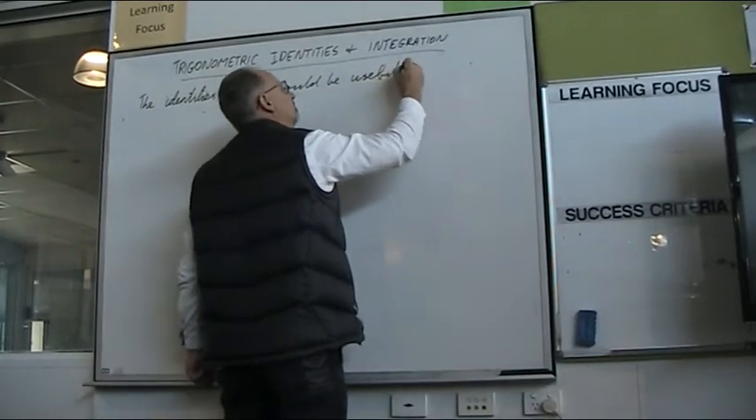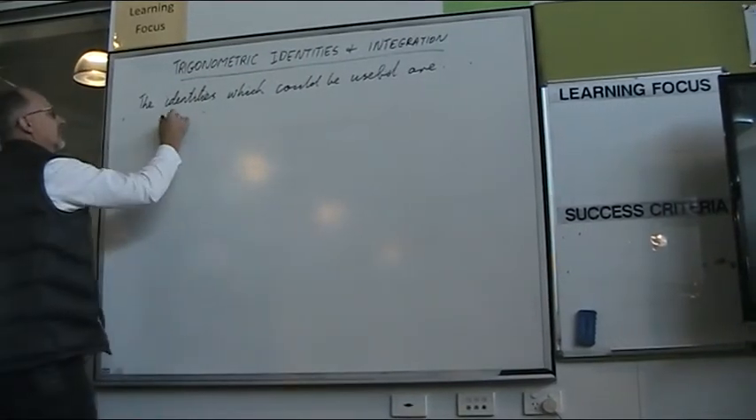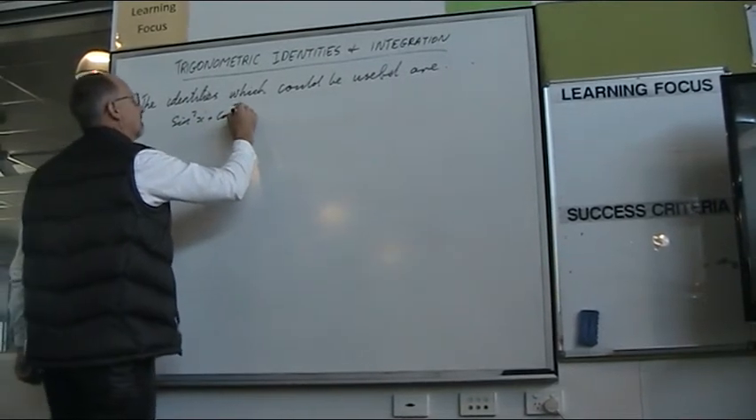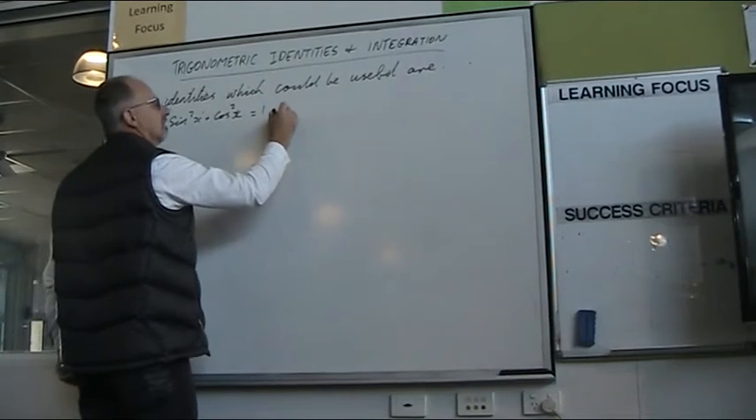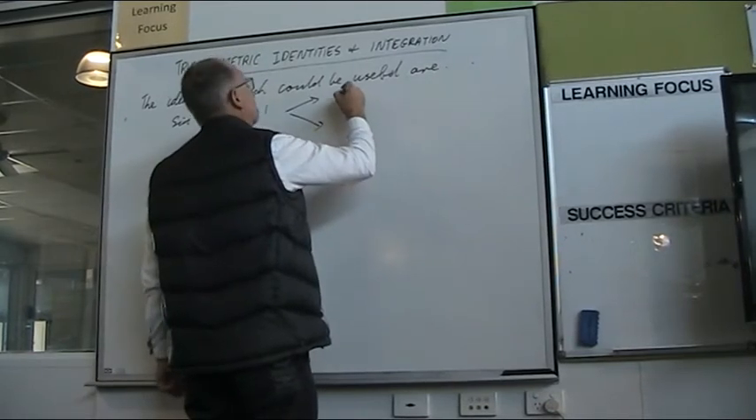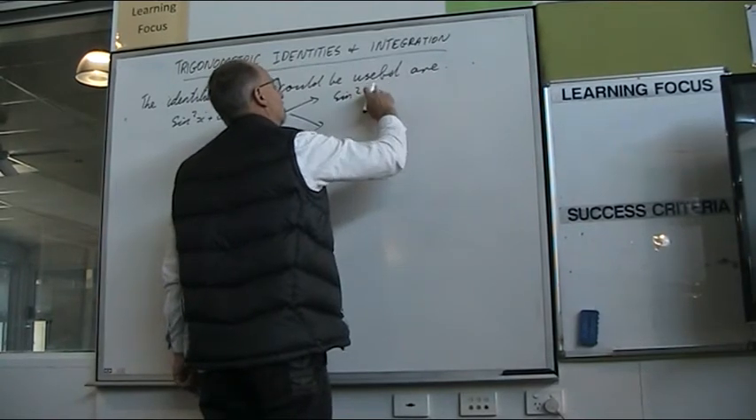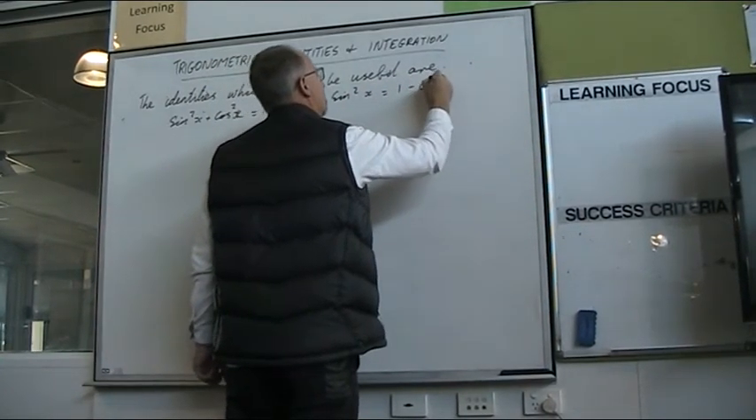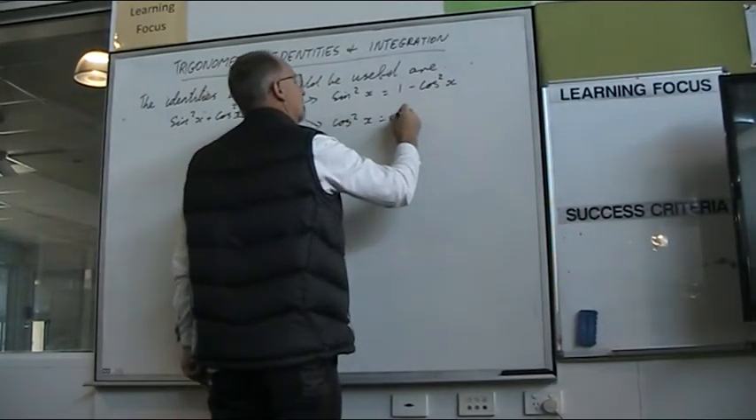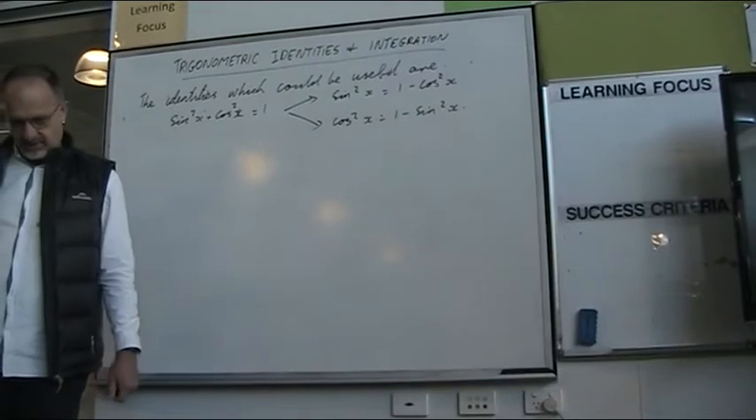Ones that could be useful are, now there's of course the Pythagorean, so sine squared plus cos squared equals 1, and of course you can rearrange that so that sine squared is 1 minus cos squared. And cos squared is 1 minus sine squared. So that's another one of the things that we can use.